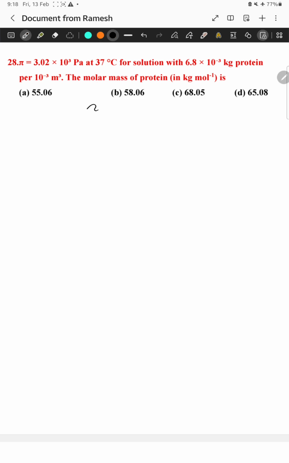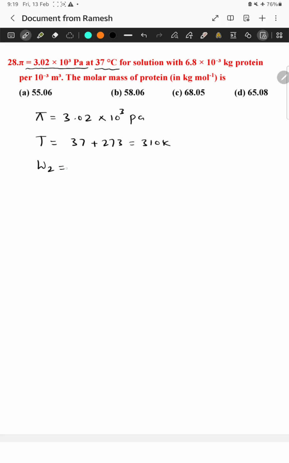Now coming to question number 28. In this question they have given the osmotic pressure, pi value, in terms of Pascal, and the temperature, 37 degrees Celsius. If you convert this into Kelvin, that will be 310 Kelvin. Osmotic pressure is given as 3.02 into 10 power 3 Pascal. Temperature converted into Kelvin, 37 plus 273, you will get 310 Kelvin.